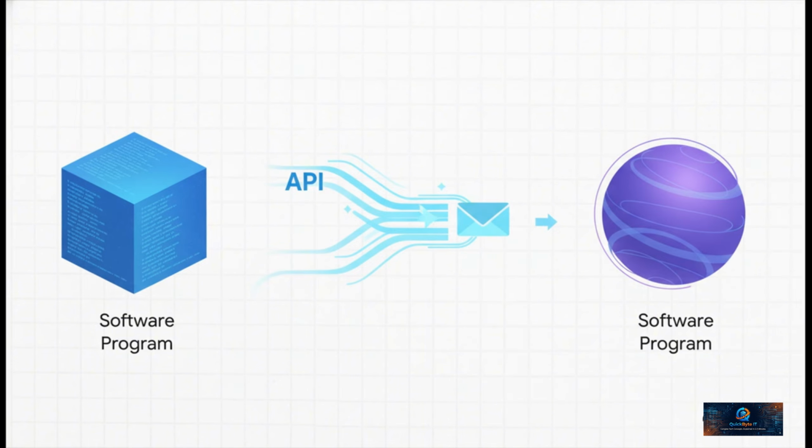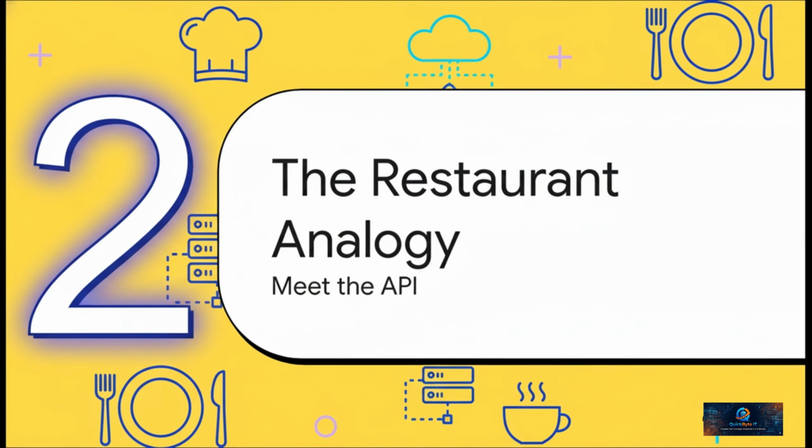Well, the answer to that communication puzzle is something called an API. And honestly, the best way to think about it is as a special kind of digital messenger. Its entire job is to carry requests from one piece of software to another, and then bring back the response. That's it. Okay, to really get a grip on this, let's just forget all the techie stuff for a second.